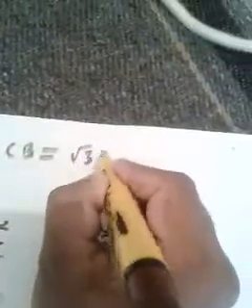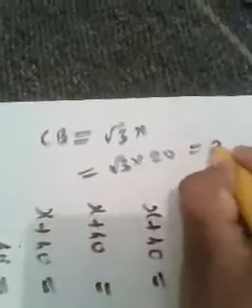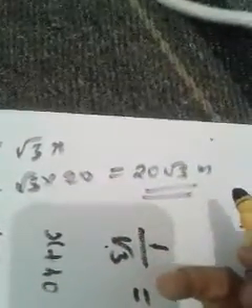Let us use that equation, root 3x. And now we got the value of x as 20. So root 3 into 20, that means 20 root 3 meter. Since in the question the value of root 3 is not given, we can conclude here CB is nothing but 20 root 3 meter, and CB is going to be the height of the tower. So in short, the height of the tower is 20 root 3 meter.